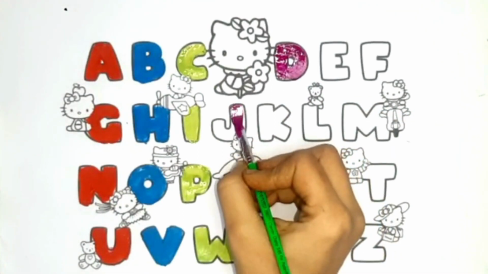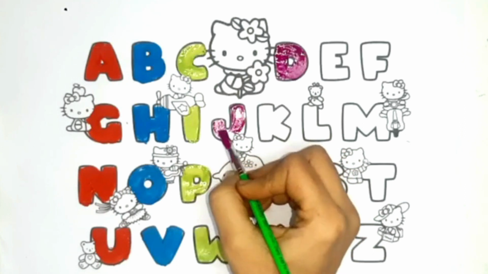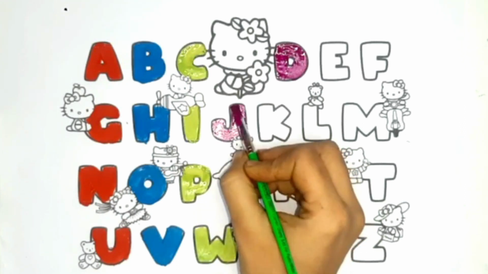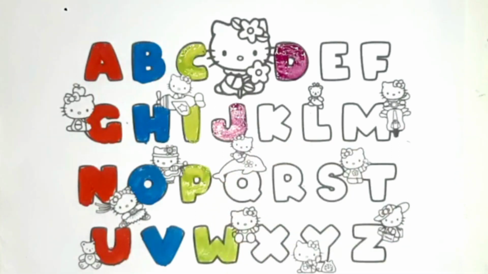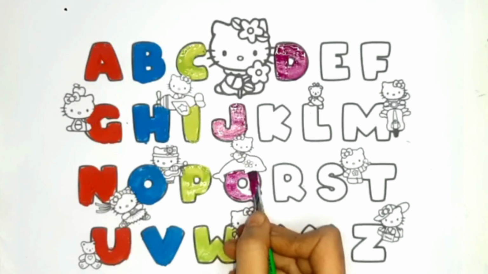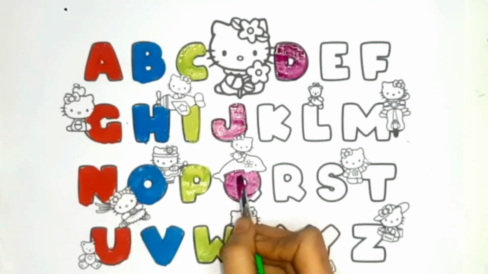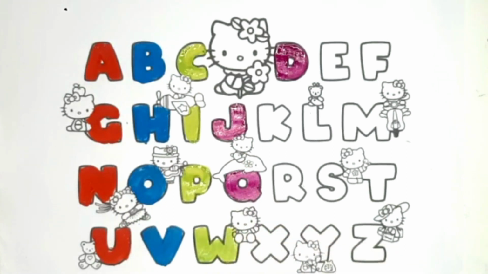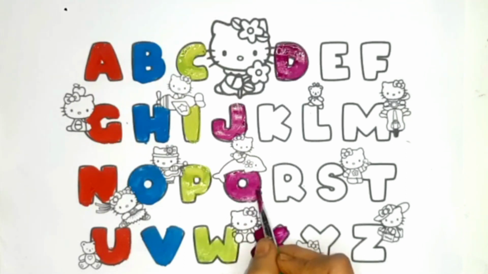Letter J. J for juice. Letter Q. Q for queen. Letter X. X for X-ray.